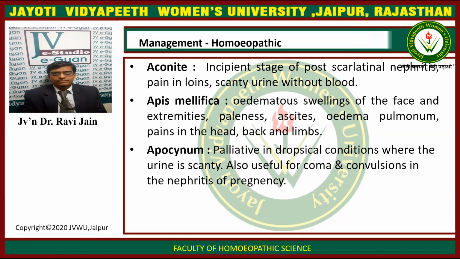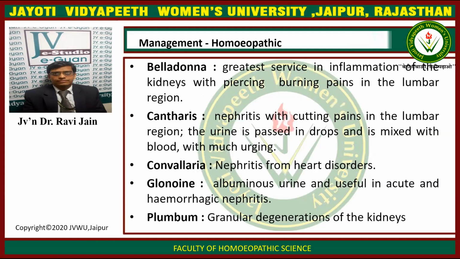Apocynum cannabinum is indicated for paroxysmal conditions where the urine is scanty, and also for the coma and convulsions in the nephritis of pregnancy. Belladonna is a very good medicine for reducing the inflammation of the kidney, with piercing pains in the lumbar region. Cantharis, another very good medicine for the inflammatory state or infections in the kidney. Nephritis with cutting pain in the lumbar region and urine is passed in drops. The urine scalds, burns when passing, and is mixed with blood and much urging.